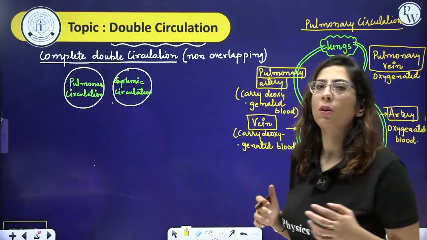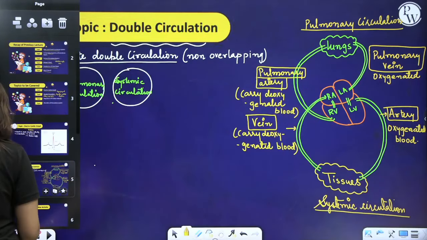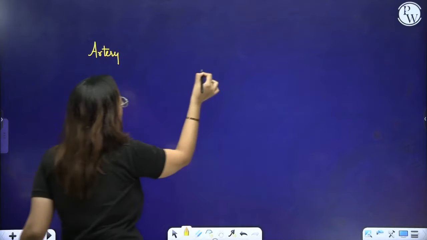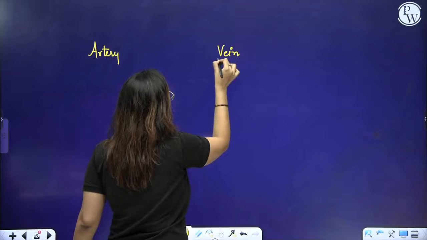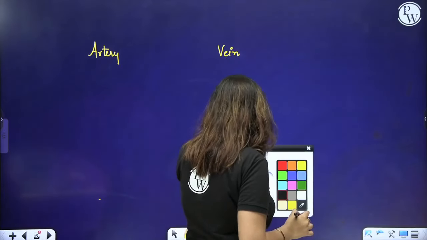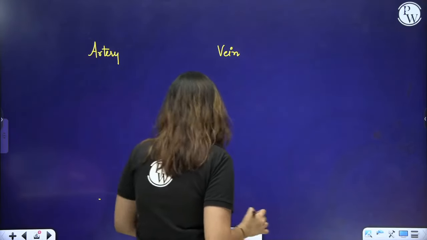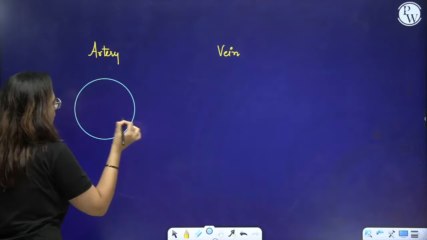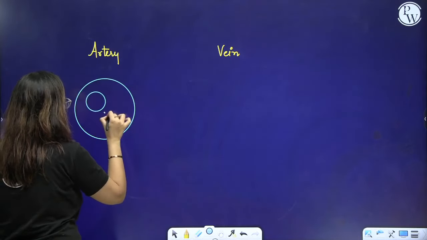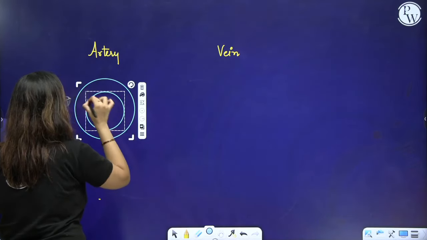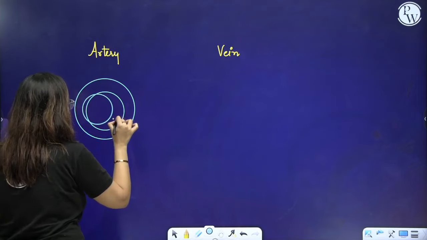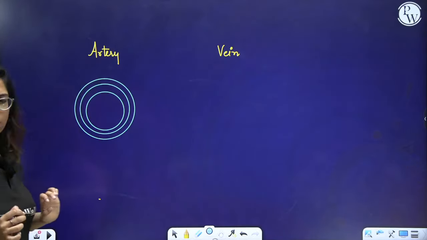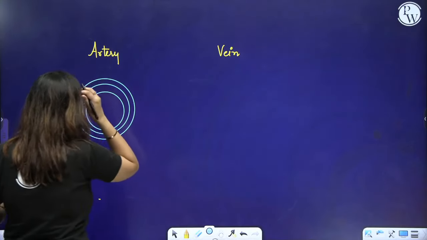Now, before proceeding further, let's talk about the difference between arteries and veins. Artery. Here I am writing vein. Clear? Now let's make a diagram of an artery and a vein. See, understanding this topic is more important than just cramming things. Clear? Now, listen very carefully.